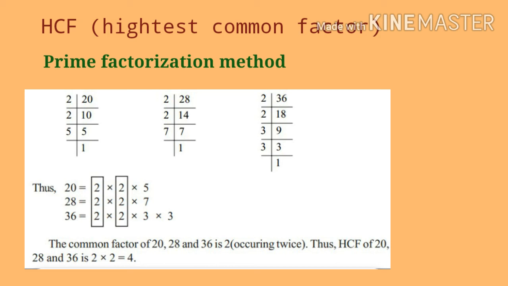So here the name suggests highest. So we are going to see the common factors, highest common. Here there are 2 factors which are common, that is 2 and 2. So we are going to take only those 2 factors which are common, and we are going to write down 2 into 2. So you can see the HCF of 20, 28 and 36 is 4. Here we only pick the highest common factors.